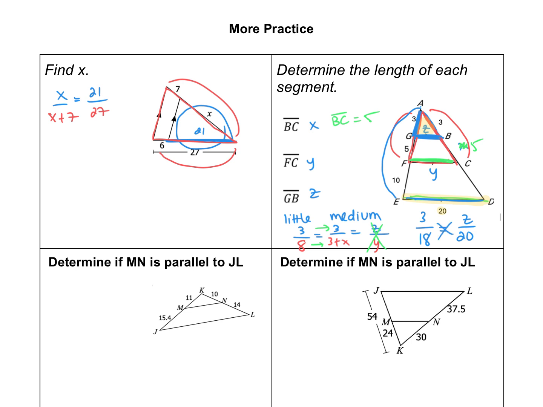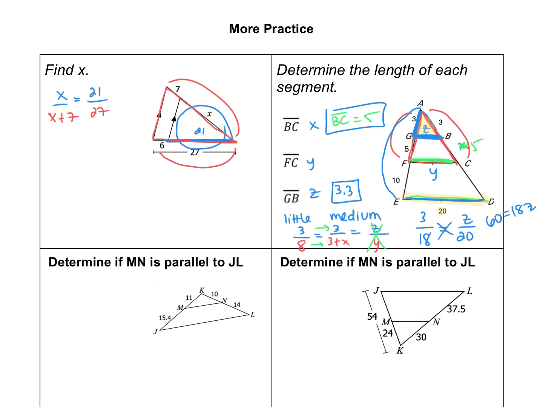Cross multiply, we get 60 is equal to 18Z. I don't have a calculator out, so maybe somebody else does. Can somebody do 60 divided by 18 for me? What is it? 3.3. So that is my answer.